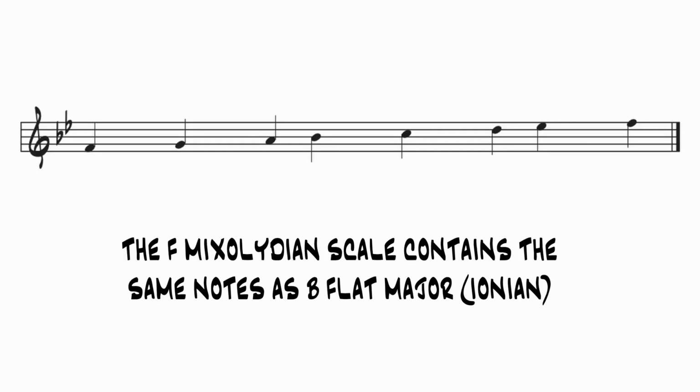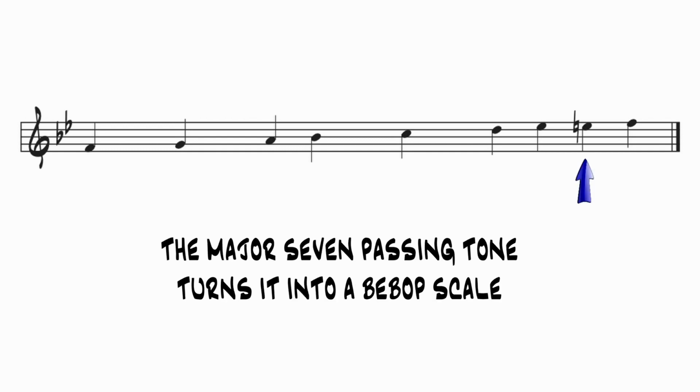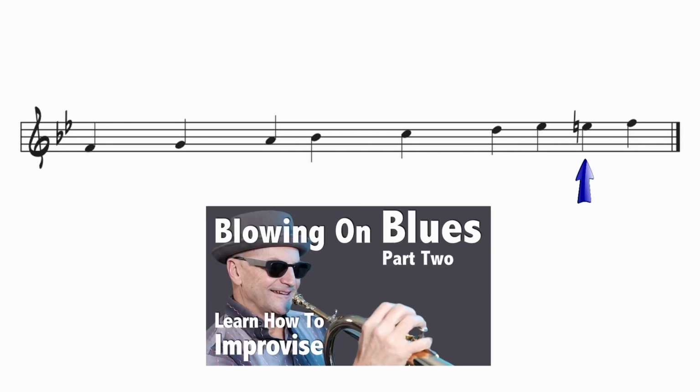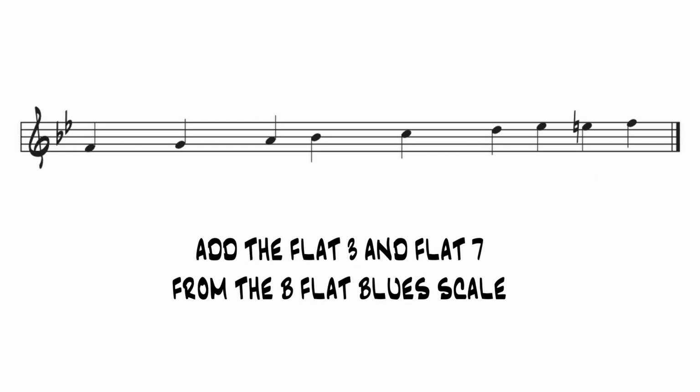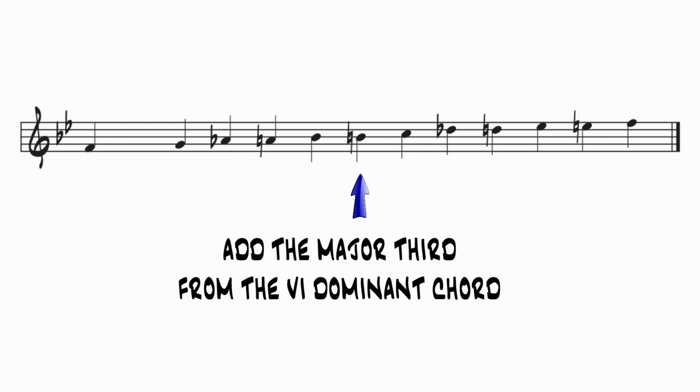We'll start with the F Mixolydian scale based on the 5 chord, which contains the same notes as the B-flat major scale. To that scale, we're going to add the major 7 passing tone in the bebop scale. I think I talked about that in the second video in this series. Now we'll add the flat 3rd and the flat 7 from the B-flat blues scale. Finally, we'll add the major 3rd from the 6th dominant chord, which lies between the 1st and 2nd degrees of the B-flat major scale.